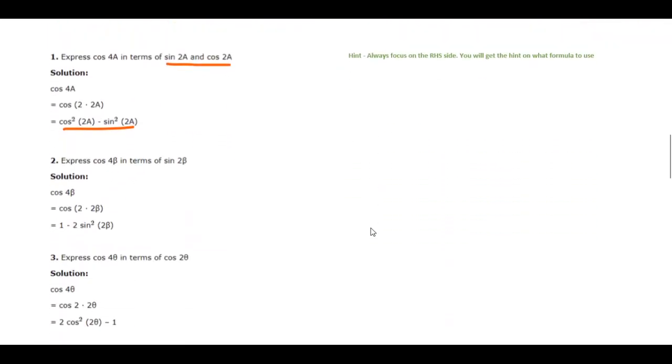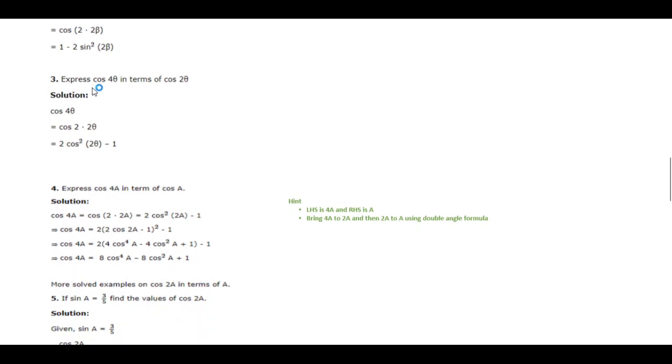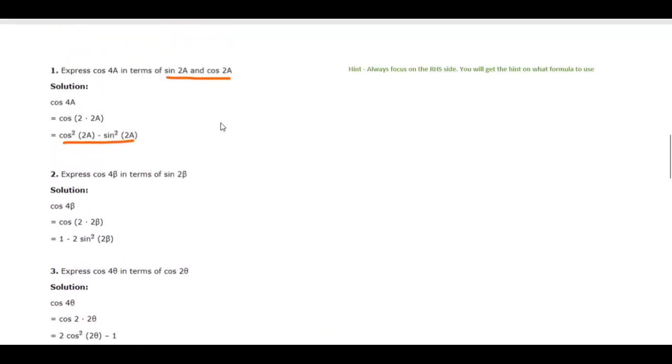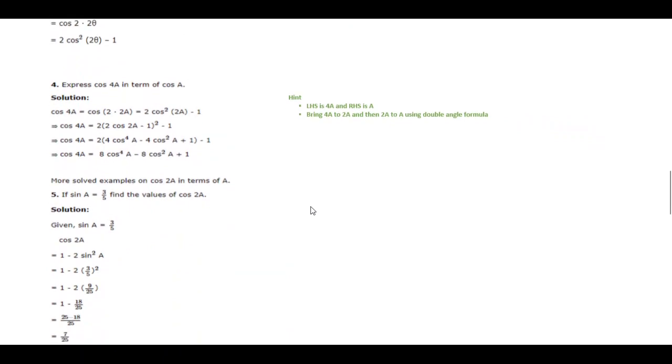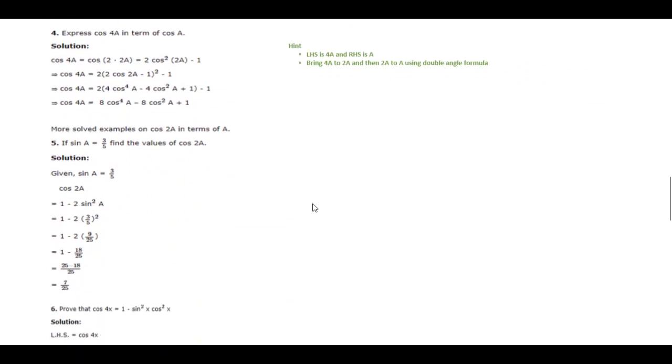Okay. And similarly, express cos in terms of cos. So over here, which formula is there where both on the left hand side and the right hand side we need to have a cos function? In that case, this is the formula that we are going to apply. Okay, and last but not least, if you see here it's asking express cos 4a in terms of a.